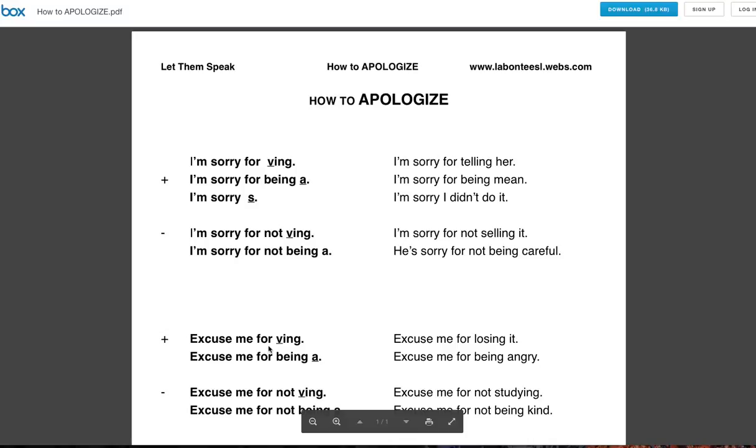"Excuse me for taking that." "I'm sorry for being here." "I'm sorry for being thoughtless." So these patterns they can use, and it's really quite simple.